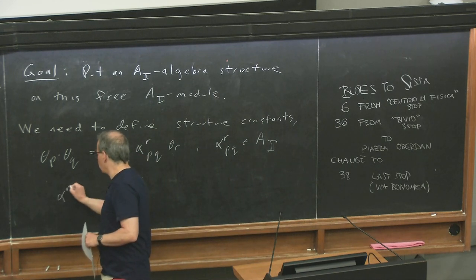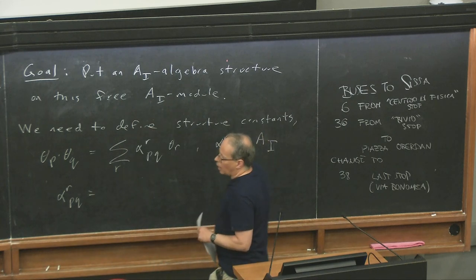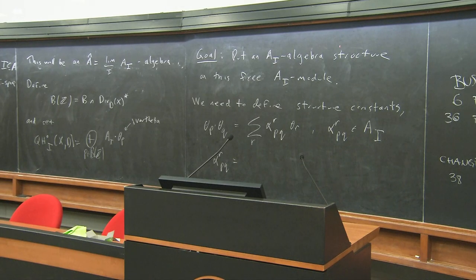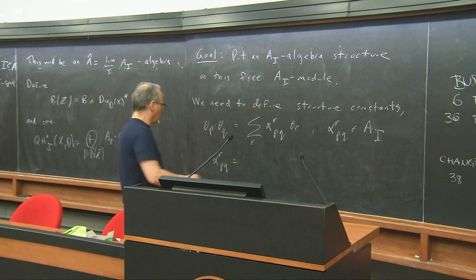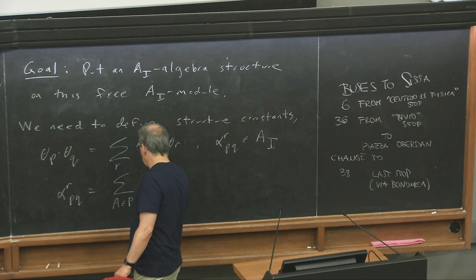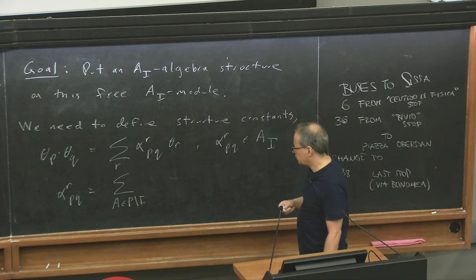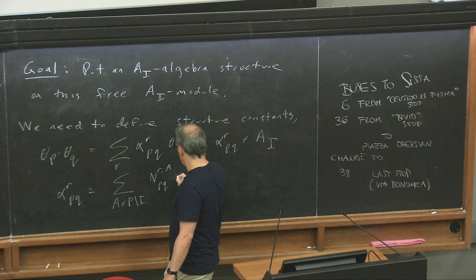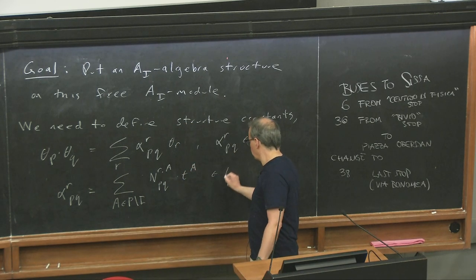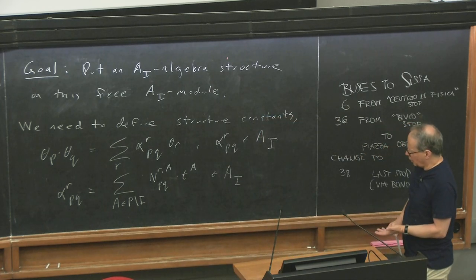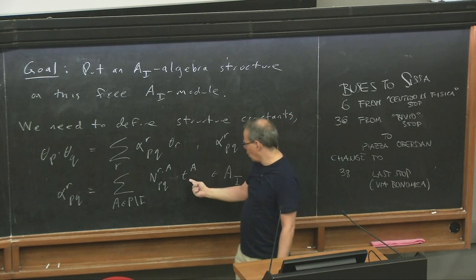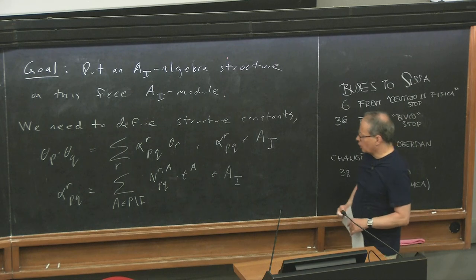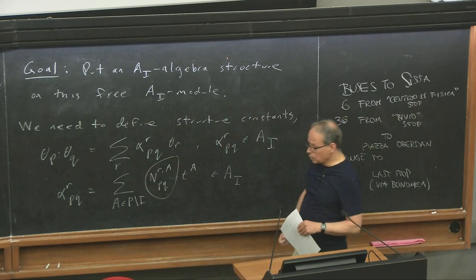And what about alpha^r_pq? Well, A_I, if you recall, is the quotient of this monoid ring by the ideal I. So I could just write this as a polynomial: the sum over a in P, elements of the monoid which are not in I, of some other number N^r_{a,pq} times t^a. So this is an element of A_I. Again, I haven't done anything. I'm just saying an element of A_I is a linear combination of these monomials t^a, where t^a shouldn't lie in I. So the key thing is to try to define what these numbers are to get something interesting.